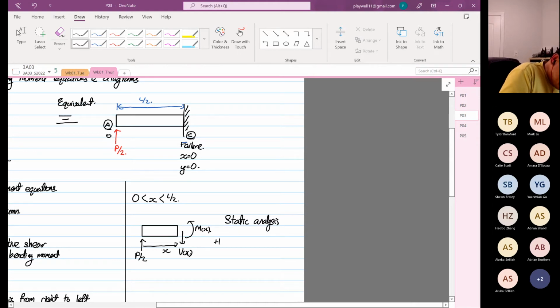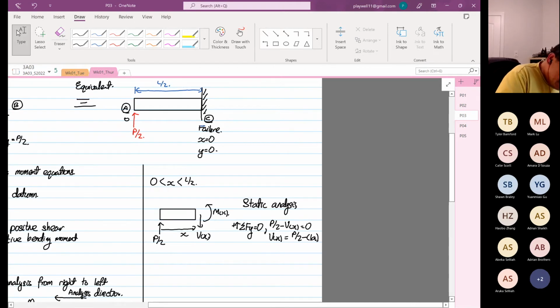So positive is going up, summation of forces in the y direction is equal to 0. So you will have P/2 minus V as a function of x is equal to 0. So V as a function of x is equal to P/2. This is our equation 1a. I just decided to call it 1a.